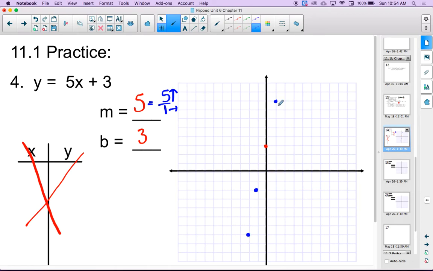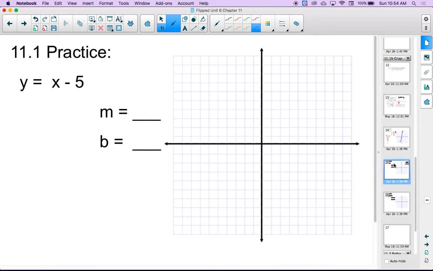Okay, if you're not getting something straight, if you're not getting a linear graph, then you made a mistake. All right, so let's try and connect this. I'll see how good of a line I can draw for you. Not too great at the end there, but that is my graph of the line y equals 5x plus 3.